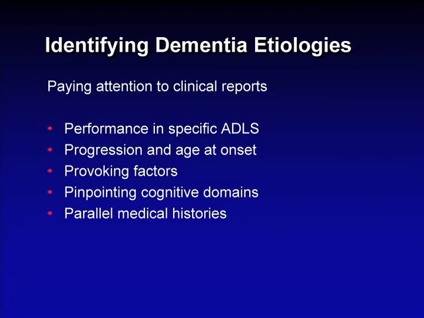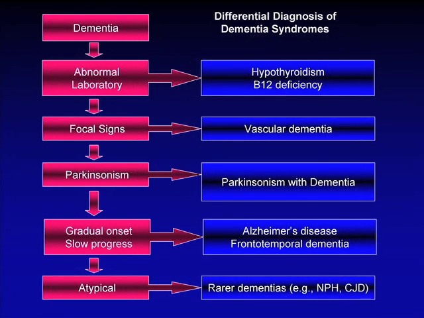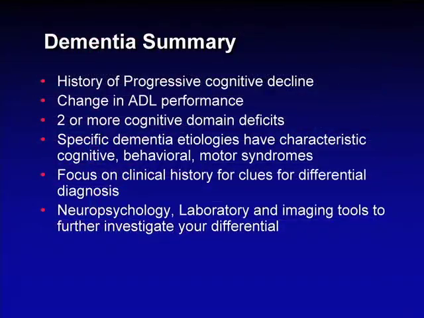So going back to what we really started out with, some of the factors that you need to be paying attention to. You start out with a checklist of things. Look for abnormal labs or focal signs, Parkinsonian signs. Is there a gradual onset or a slow progression? Are there atypical features, which clue into different kinds of etiologies of dementia that we talked about?